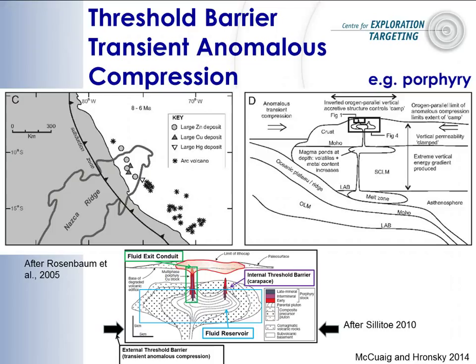The transient anomalous compression, a good example, this was put together by Rosenbaum et al. in 2005, looking at the Nazca Ridge sweeping through South America. What happens is as that ridge sweeps through, above it, you're almost choking the subduction zone. So the system is under anomalous compression. You've clamped the vertical permeability. So what happens? Volcanism shuts off, and ore formation happens. As soon as the ridge moves, the volcanism starts again, and the ore stops. So a good example of anomalous transient compression, clamping that vertical permeability. You build the extreme gradients again, and you get the high quality ore. As soon as you stop that situation, no more high quality ore.